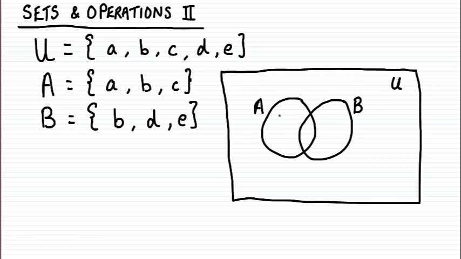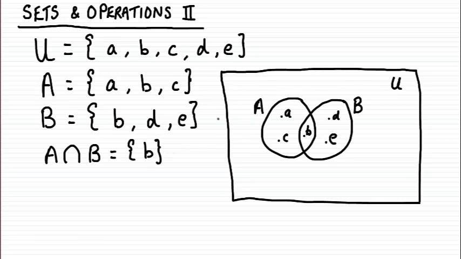So for A, we've got the element A, we've got the element B, and we've also got the element C. And for set B, we've got the element B, which is already here, and the element D, and the element E. Now I've placed the element B in the portion of the diagram that's overlapping between the sets A and B. So in a Venn diagram, this represents the intersection. And the intersection of A and B, in this case, is the set with one element, the element B.